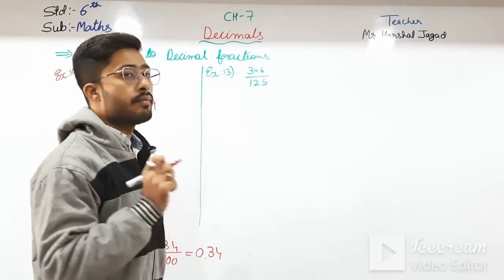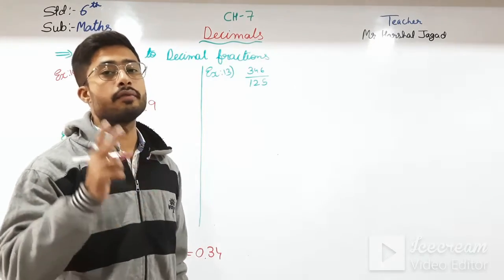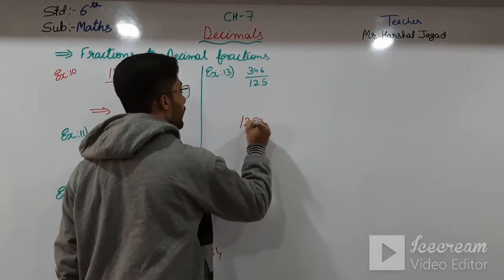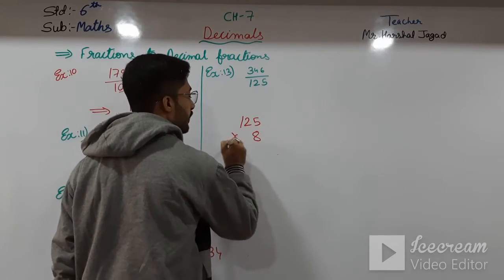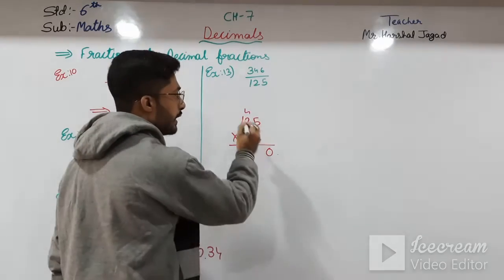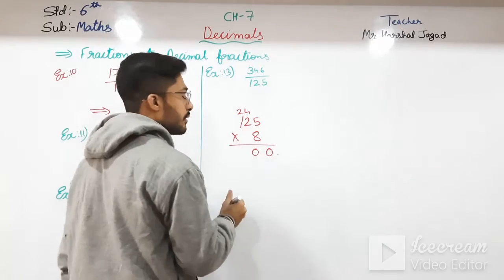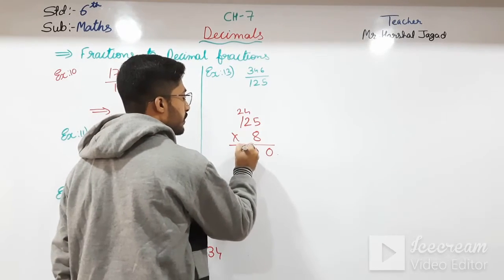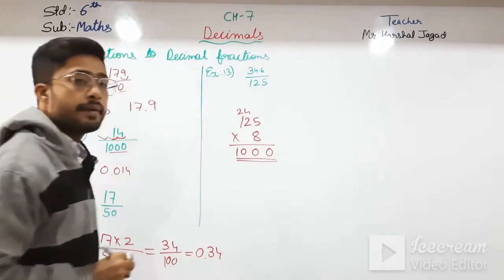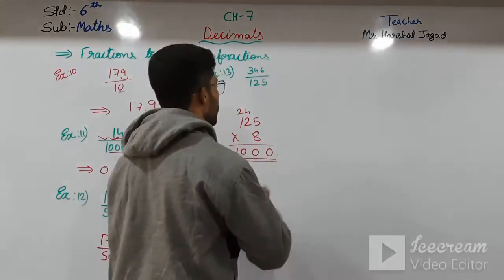So I have to subtract 250 two times. So if I multiply 125 with 8: 8 fives are 40, 8 twos are 16 plus 4 is 20, 8 ones are 8 plus 2 is 10. So here you can see the answer. Okay, so what should I multiply?